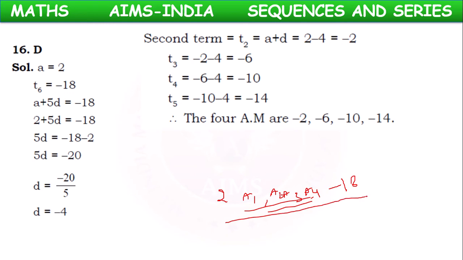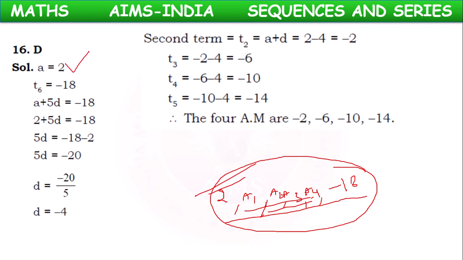So this will be an AP: 2, A1, A2, A3, A4, minus 18. This sequence is an AP in which the first term a is plus 2 and the sixth term is minus 18. Middle terms A1, A2, A3, A4 we have to find out. Here we have the sixth term as minus 18, but the formula for the sixth term is a plus 5d, which is equal to minus 18.